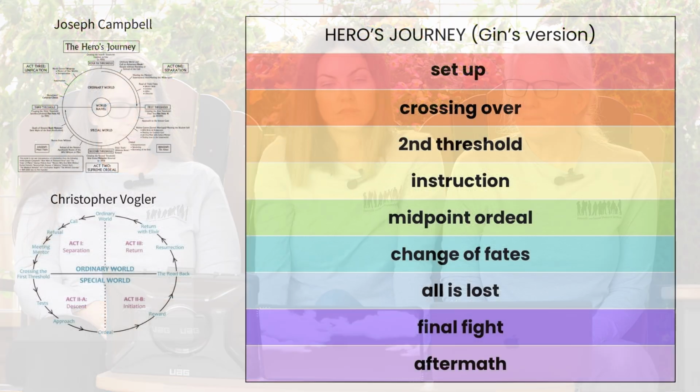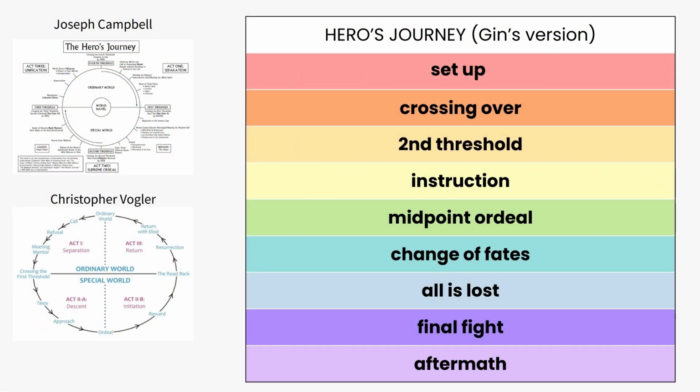Campbell's monomyth had 17 stages. Vogler's has 12. Any of the How to Write a Screenplay books are based on these two models. I'm writing a book on story structure, so naturally I have my own version.